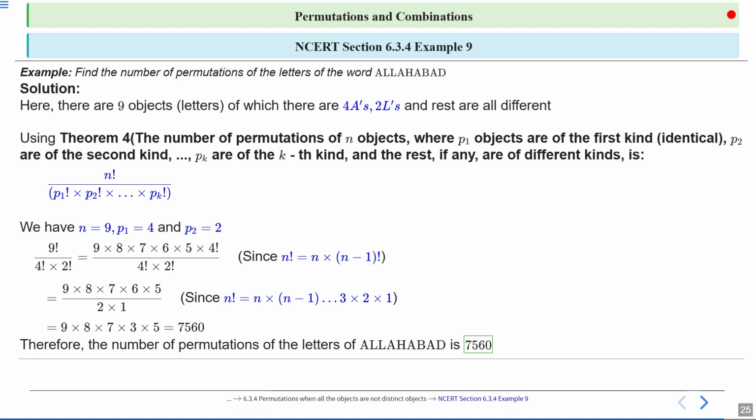Therefore, the number of permutations of the letters of Allahabad is 7560. I think this example is clear to all of you.